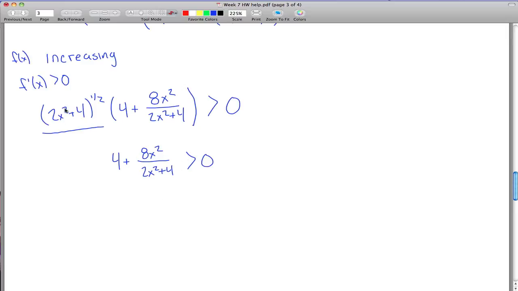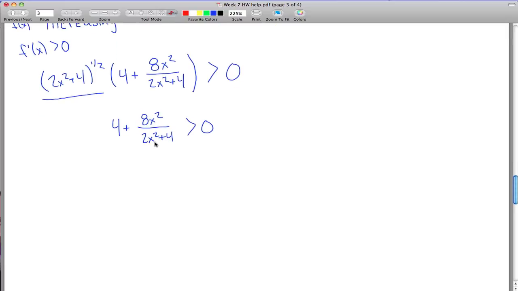The one thing we should do is make sure our function is defined everywhere before we just get rid of this thing. Really it's the fact that what's on the inside here is positive, so we can always take the square root. And then once you take the square root, that's always positive. To be as precise as possible, I should have said all that stuff. But at any rate, it takes you down here. And solving from here, maybe we'll subtract 4 from both sides. 8x squared divided by 2x squared plus 4 has to be greater than negative 4. Multiply this over to here.